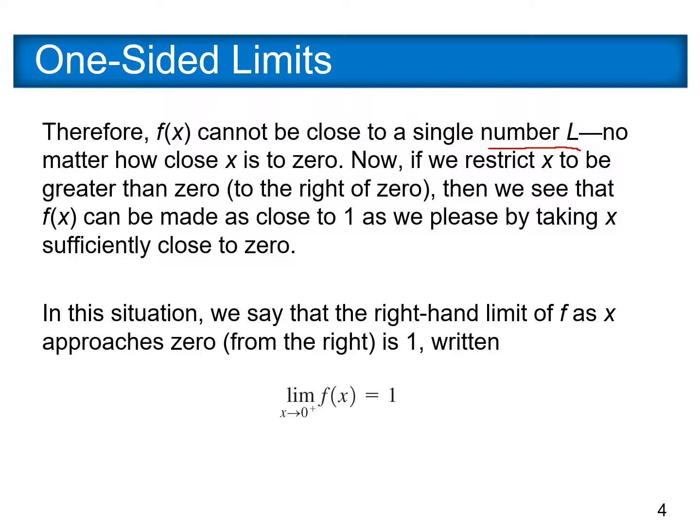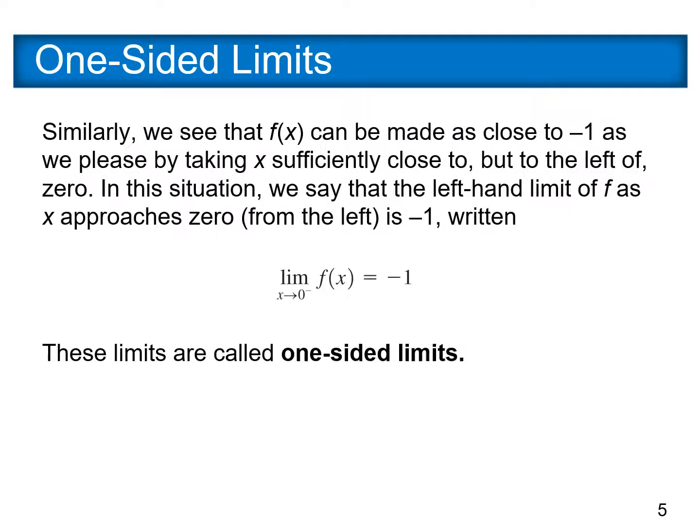So we call this the right-hand limit: the limit of my function f as x approaches 0 from the right is 1. And we would write it like this. If you notice the difference, over here in the limit I say x gets closer to 0, but then there's a positive sign on top of that 0. That positive sign means that I'm approaching the function from the right-hand side.